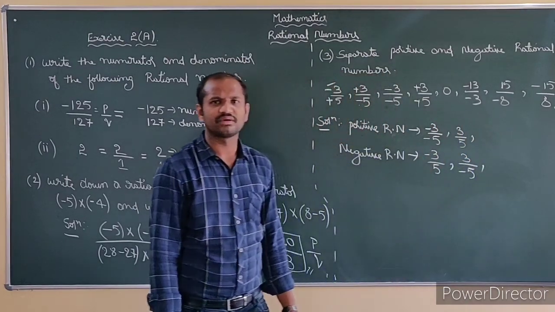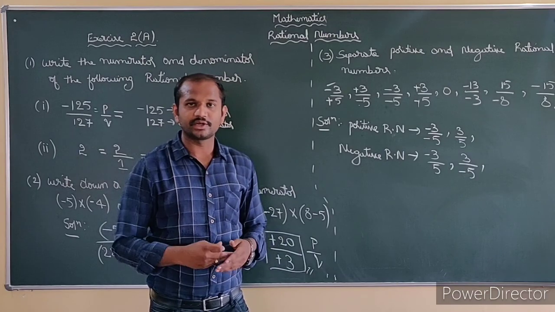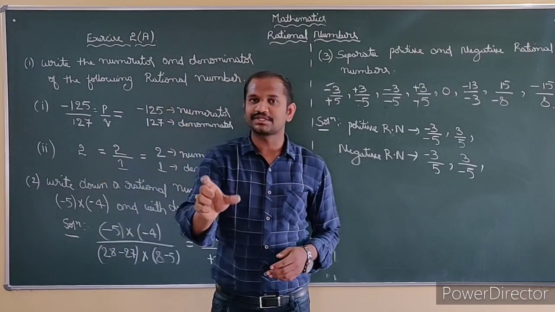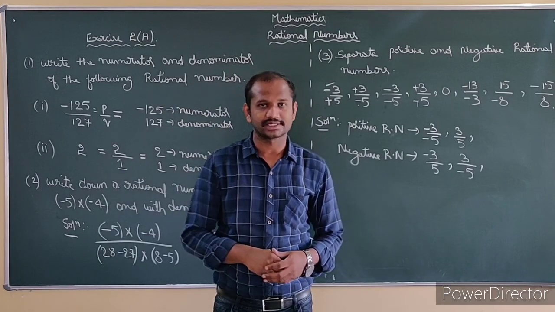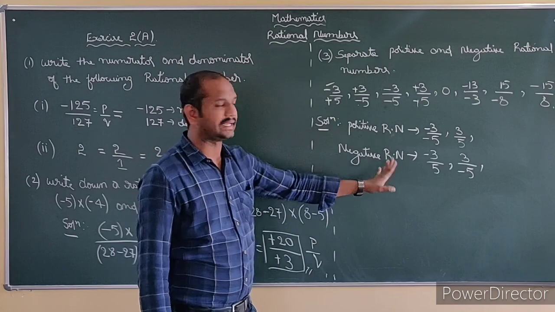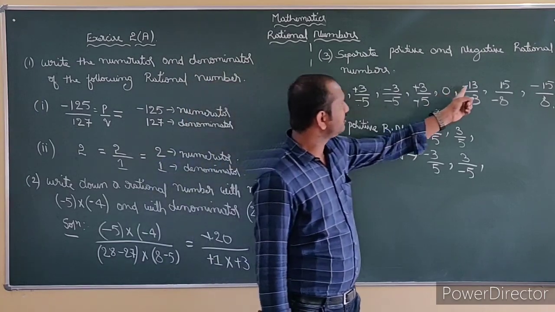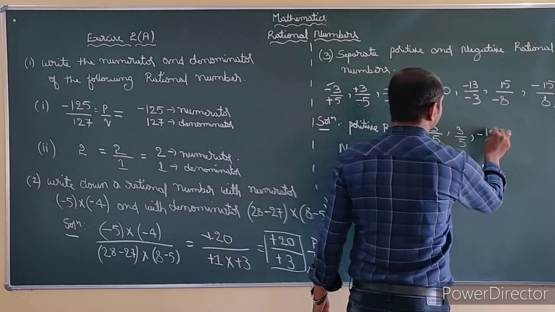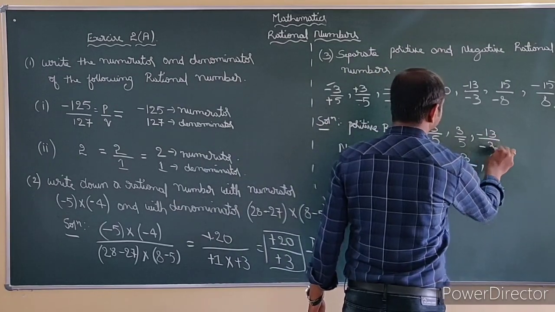We have 0. What is it? We have written a note: 0 is a rational number, but it is neither positive nor negative. Understand? So we don't consider 0 as positive or negative. We will leave it. Again we have minus 13 by minus 3. Again it comes under positive rational numbers because of the same signs.